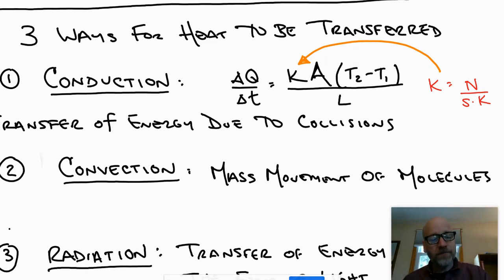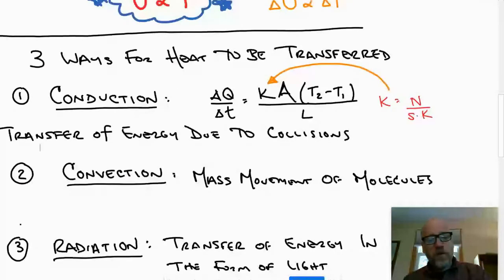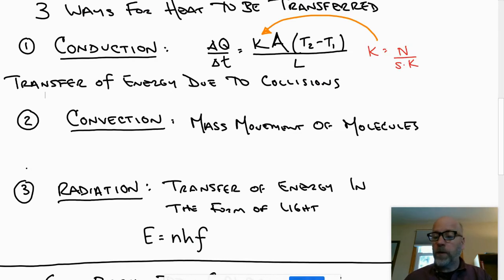And lastly, radiation. Radiation is the transfer of energy in the form of light. We gain energy from our sun in the form of light. I even wrote down there E equals nhf. We can think of it as the energy of a photon.